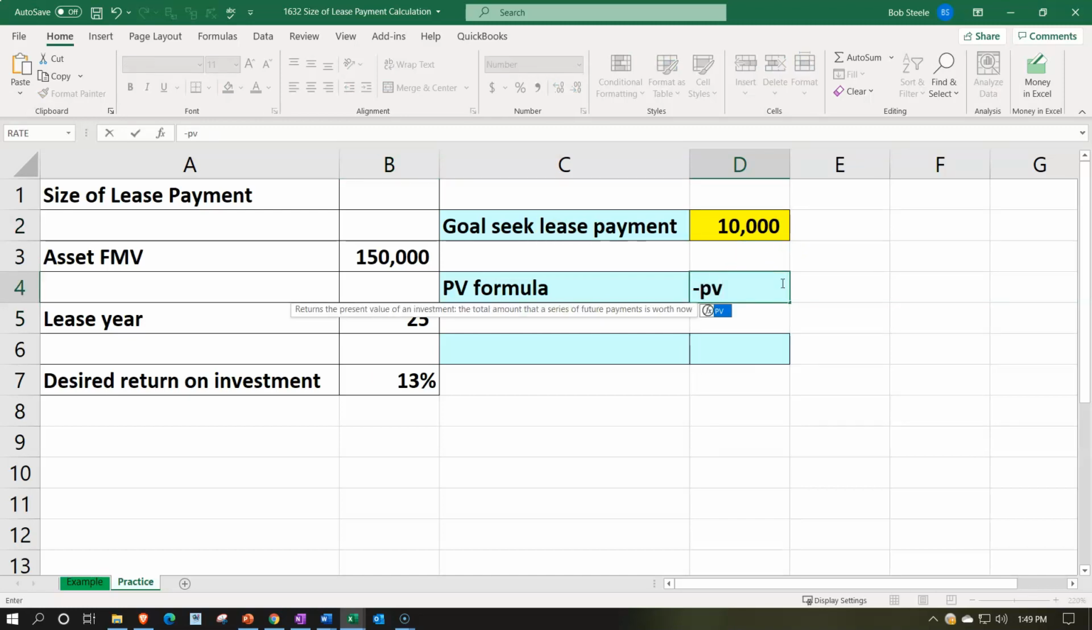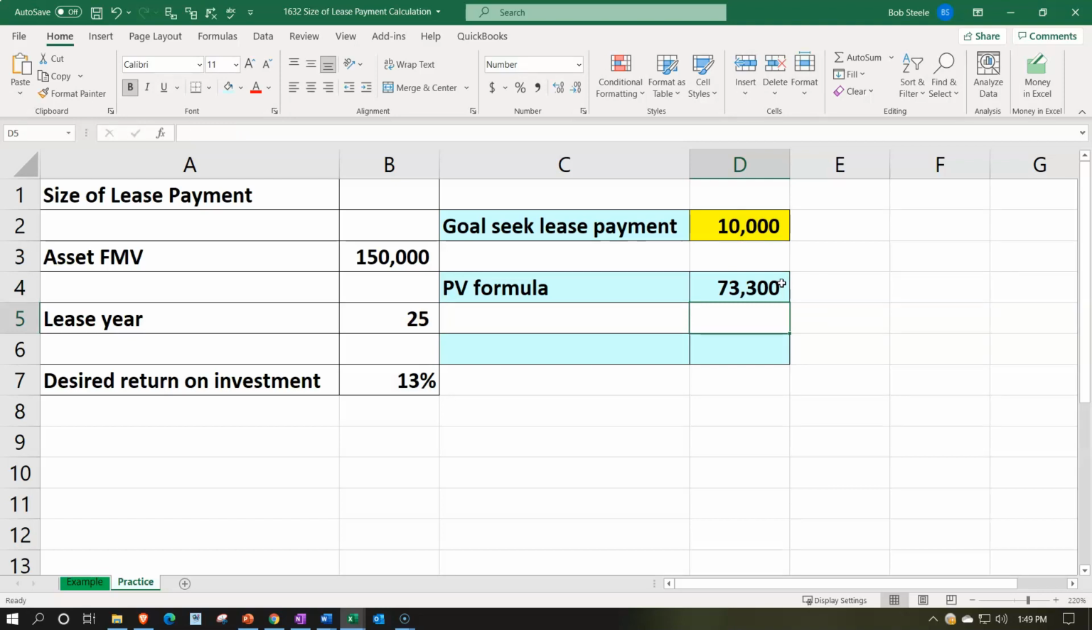Negative present value, shift 9. We've got the rate. The rate is going to be the 13%, comma, and then we'll pick up the number of periods, which is 25, because we're talking years in this case, comma, and then the payment amount is that $10,000, which is the one that we're going to be changing, and enter. That gives us the $73,300. We need it to be the $150,000.